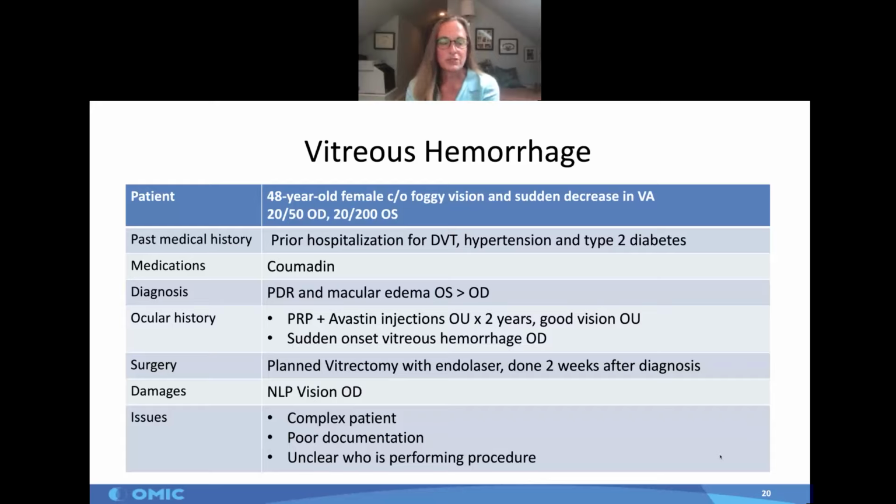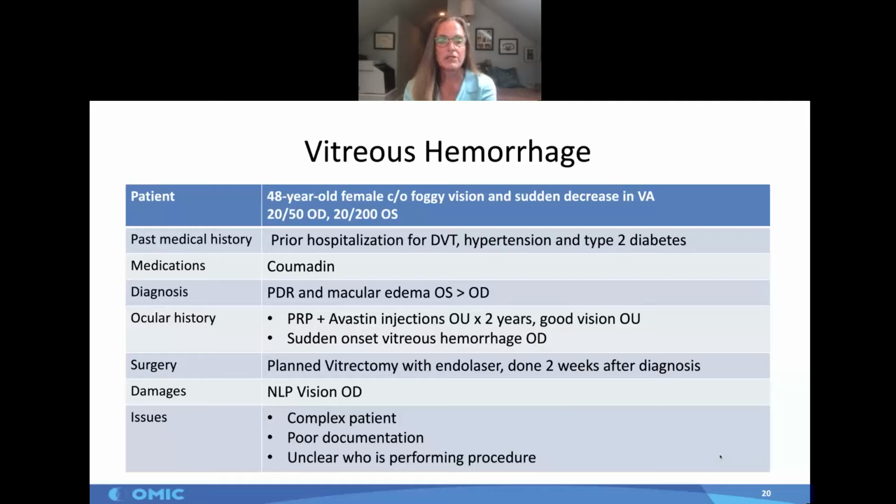She also had hypertension and type 2 diabetes. Her ocular diagnosis was proliferative diabetic retinopathy and macular edema, left eye greater than right. She underwent pan-retinal photocoagulation and Avastin injections for a couple of years, maintaining good vision with those treatments. But then she developed a sudden onset of vitreous hemorrhage in the right eye. The surgeon recommended and planned a vitrectomy with endolaser, which was done 2 weeks after the vitreous hemorrhage occurred and the patient was examined.